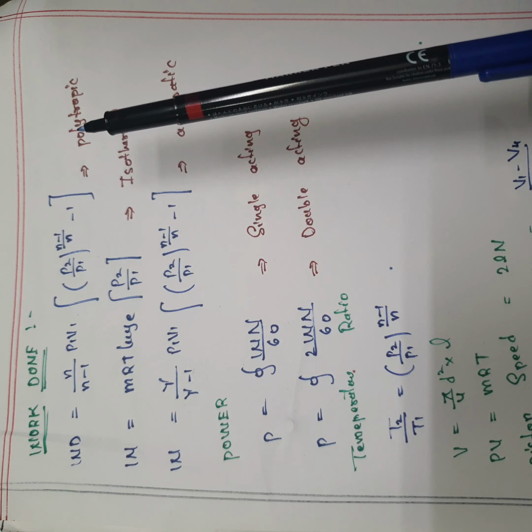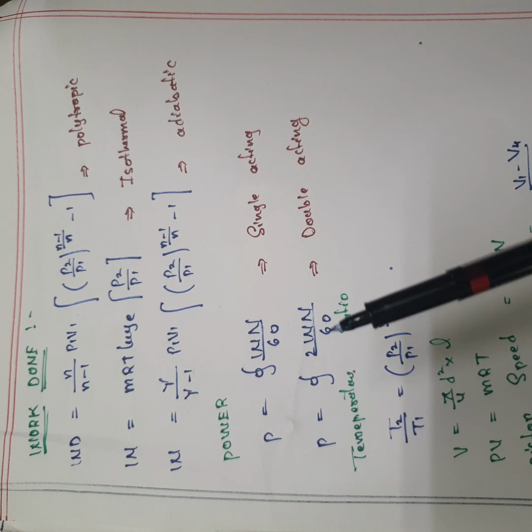Suppose adiabatic is given in your question. The work done formula is gamma by gamma minus 1 P1 V1, then P2 by P1 to the power of n minus 1 by n, minus 1. This is for adiabatic. First one for polytropic, second one for isothermal, and the last one for adiabatic. Then power is equal to Wn by 60 for single acting. If double acting is given in your question, then power is equal to 2Wn by 60.